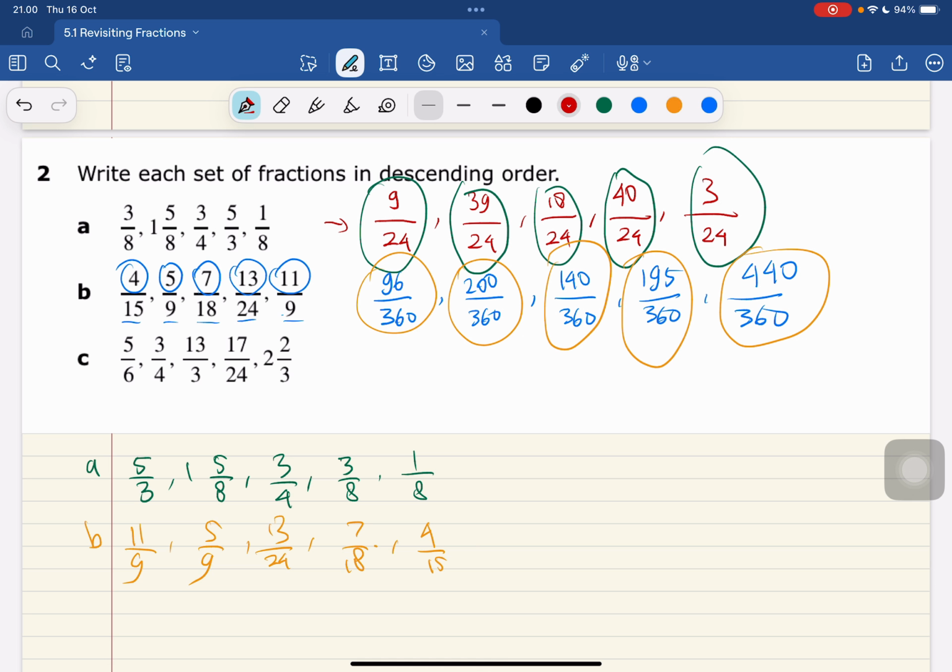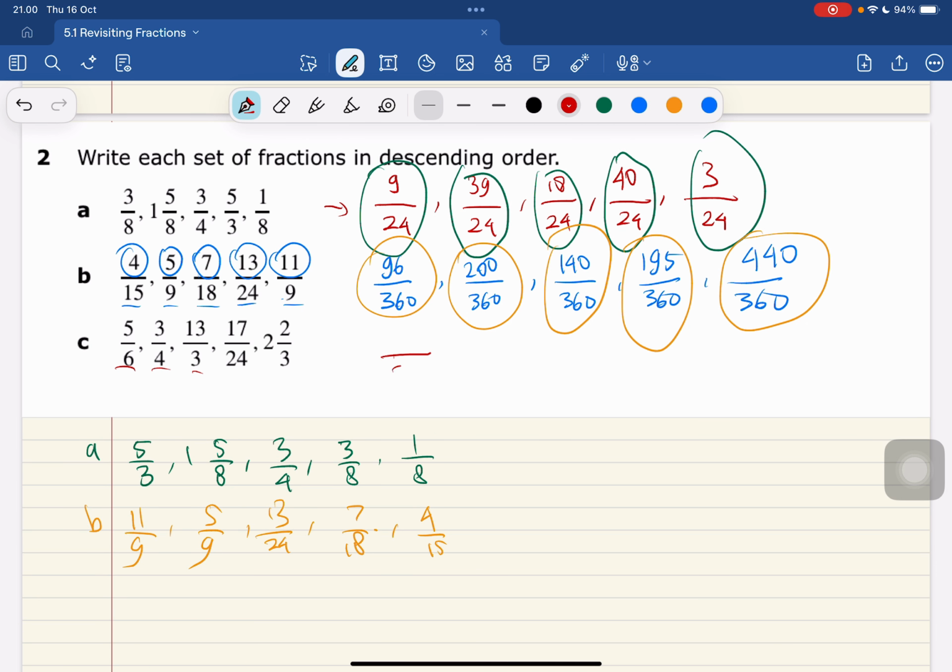Next, we got 6, 4, 3. Okay, their lowest common multiple is 24. So this is over 24 again, over 24 again, and over 24. So let's finish this mixed fraction number. 3 times 2 is 6, 6 plus 2 is going to be 8. So this is 8 over 3. Okay, we got 24. 5 over 6 equals what number over 24? 24 divided by 6 is 4. So 5 times 4 is 20.